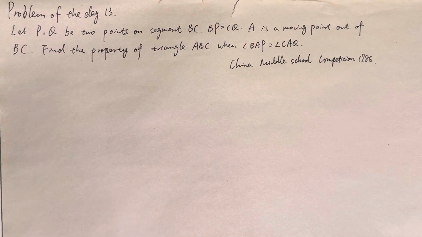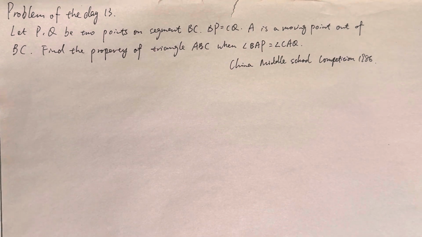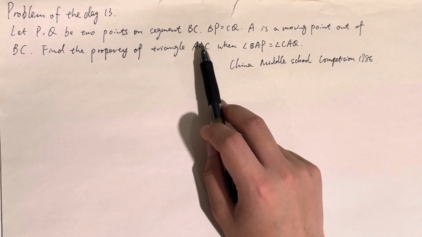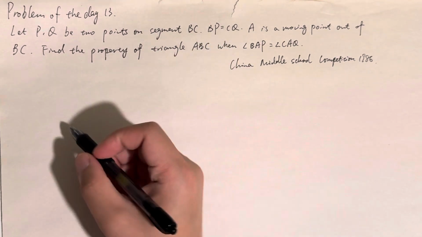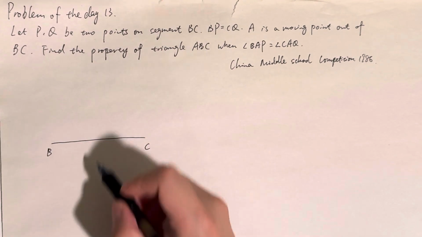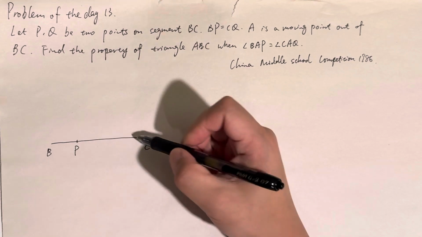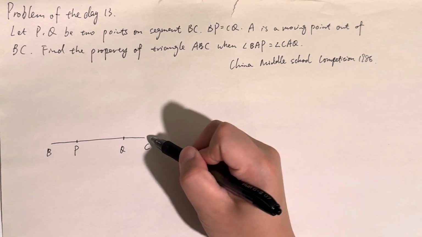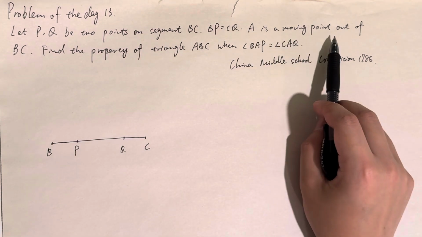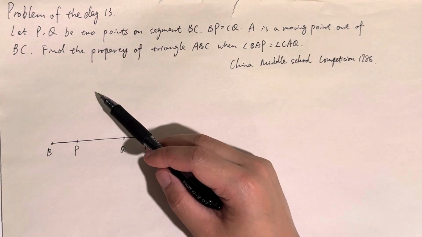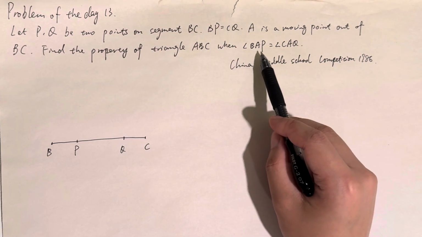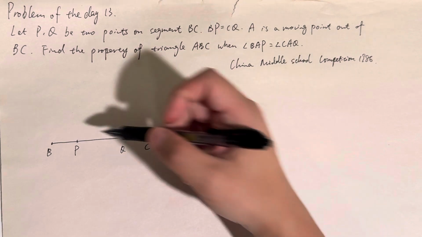Here is the problem of the day 13. Let P and Q be 2 points on segment BC, where BP equals CQ. So let's draw the segment BC here, and we know that BP equals CQ. This is C, this is B. A is a moving point outside BC. Find the property of the triangle ABC when angle BAP equals angle CAQ.